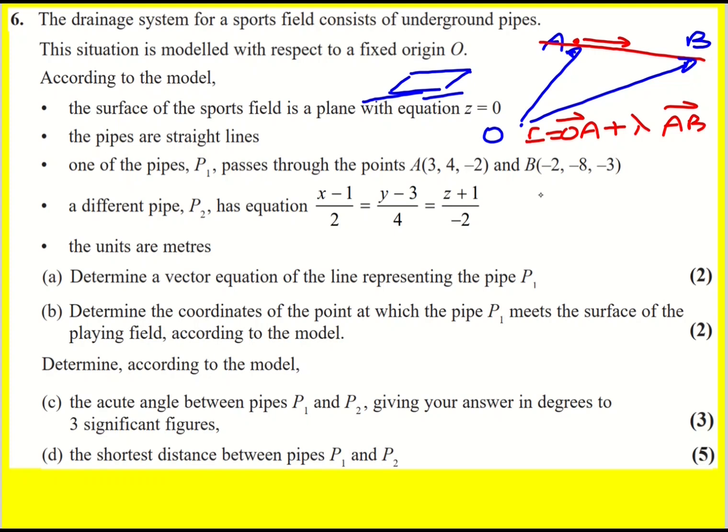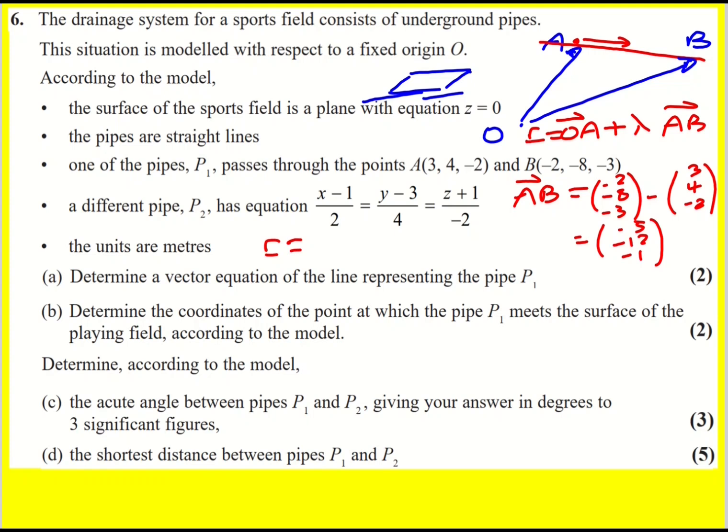So we just need to work out what AB is. That can be done by going from A to O and then from O to B. That ends up being OB minus OA. So minus 2, minus 8, minus 3, minus 3, 4, minus 2, which gives minus 5, minus 12, minus 1.